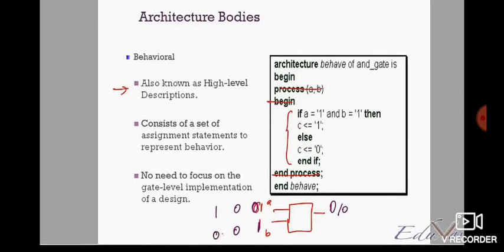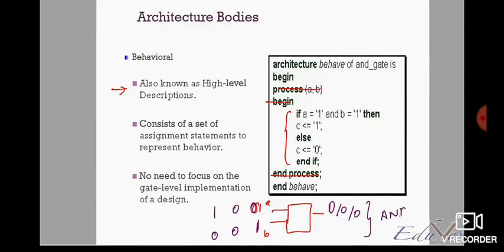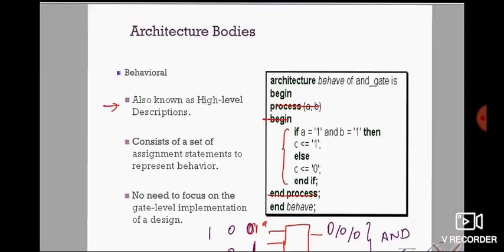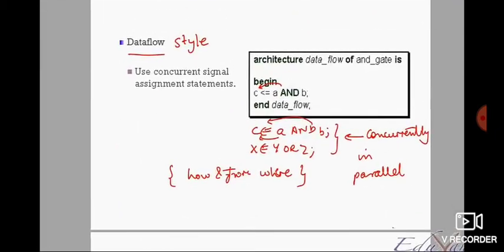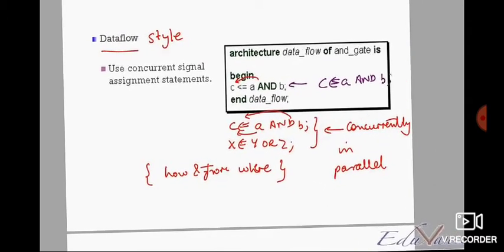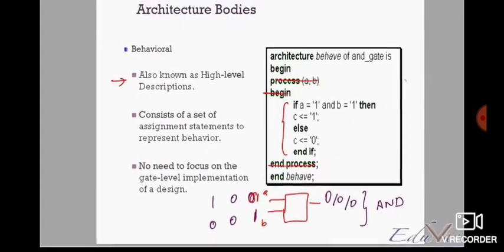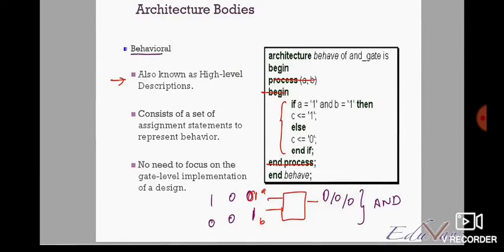Or A is 1, B is 0, output is 0. Which in effect is what? It is an AND gate. But let's compare it to the previous situation. All I wrote here was C is assigned A and B, which was quite straightforward. Well, here you actually specified the behavior of your AND gate.